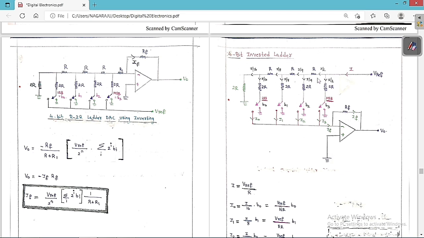So therefore, what is the input current I? I is equal to V reference minus 0 by overall resistance R. So V reference by R you are going to get. So I is equal to V reference by R. So this is the current I. It is going to divide into two parts, I by 2, I by 2, here.